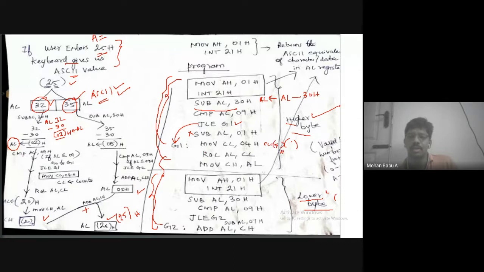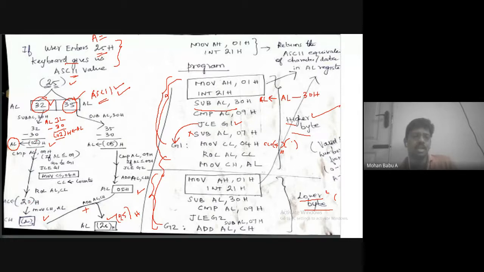Next instruction is what? Rotate L. Rotate L means now the value for AL is 02H. Now rotate the value 02 towards left, 4 bits left. Convert the number 02 hexadecimal to a binary form and rotate this number 4 times left. If you rotate this number 4 times left, what you will get? You will get the number as 20H.